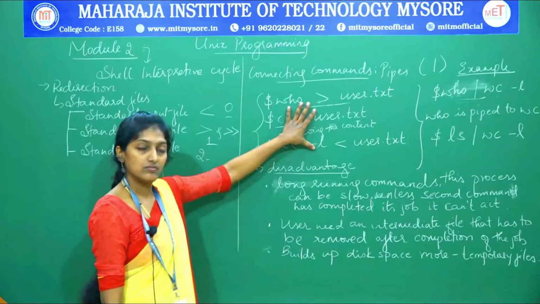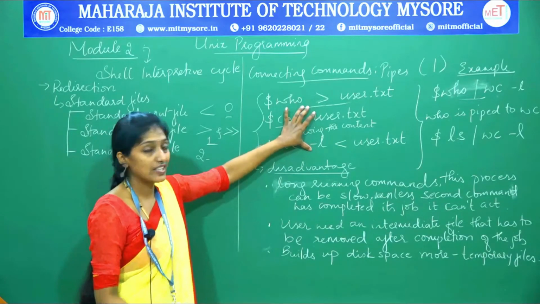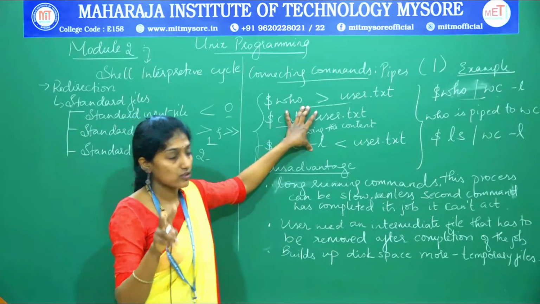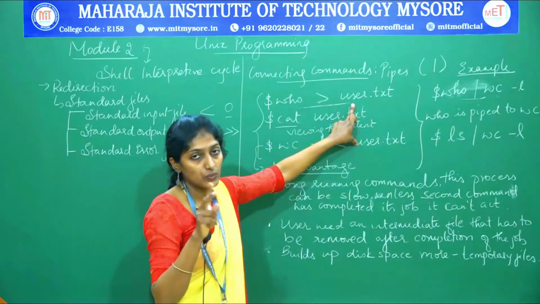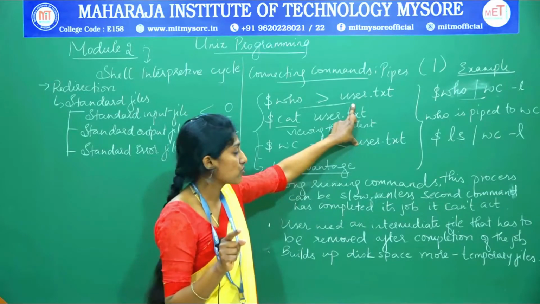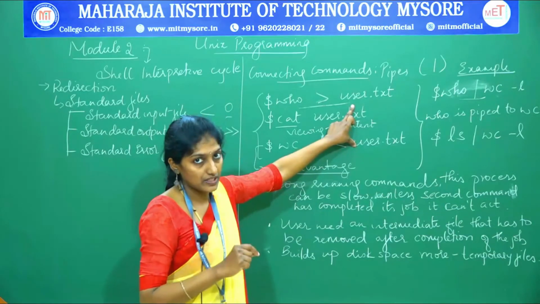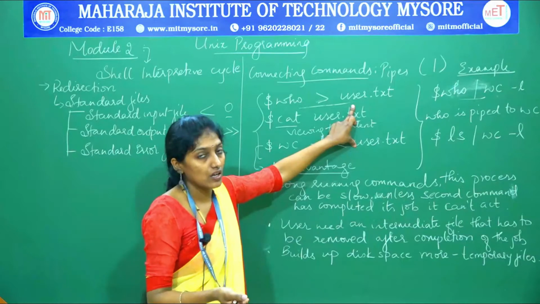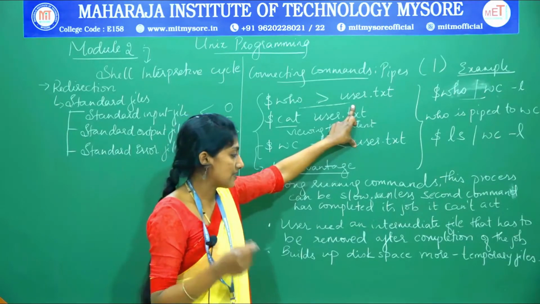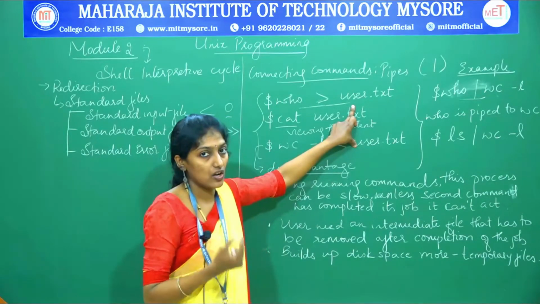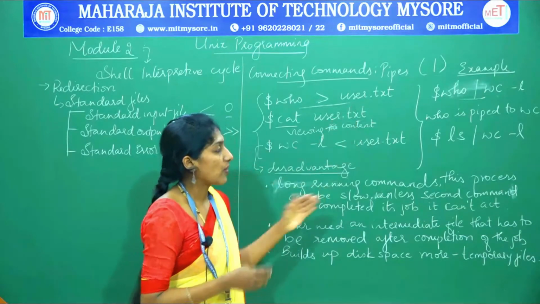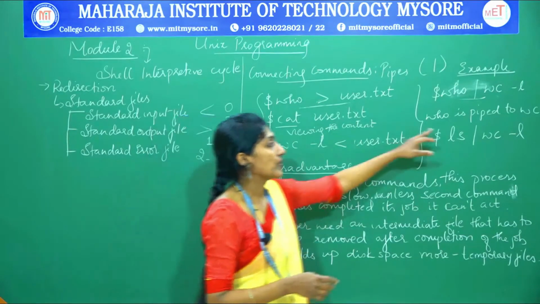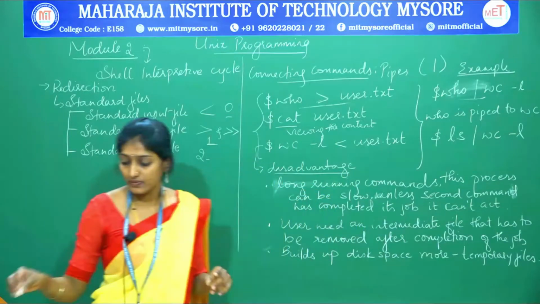So, the two disadvantages: usually when we try to connect two commands, an intermediary file has to be used. To avoid this kind of intermediary file, and the extra process time and disk space it occupies, we go with the pipe command.